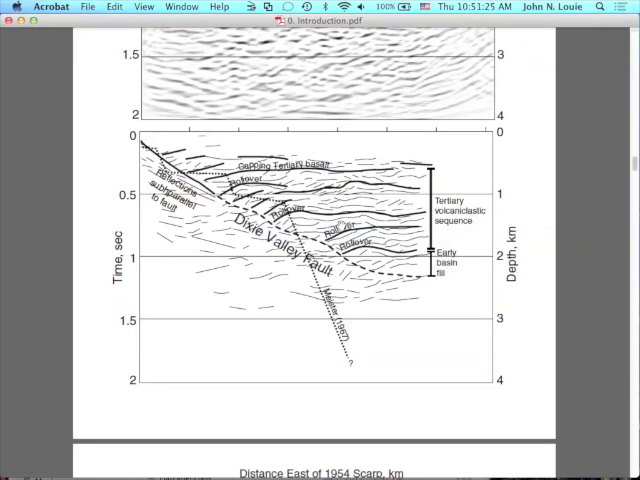Let's see. So here's mine and Rob's interpretation. This dotted line is an earlier interpretation of if the Dixie Valley fault has to be steep, sort of normally steep, like we see for the Wells earthquake or the well characterized earthquakes in the 1954 sequence, that didn't occur.